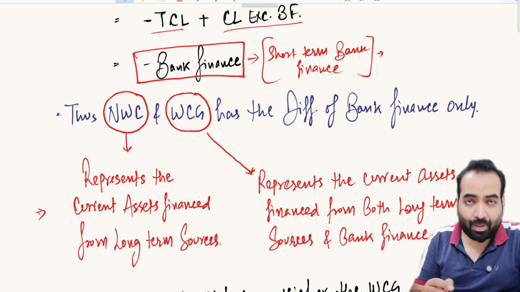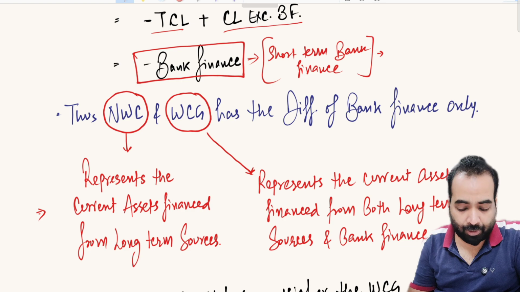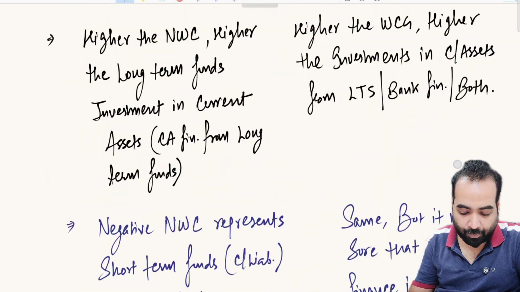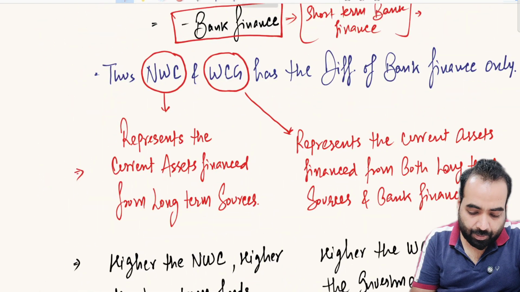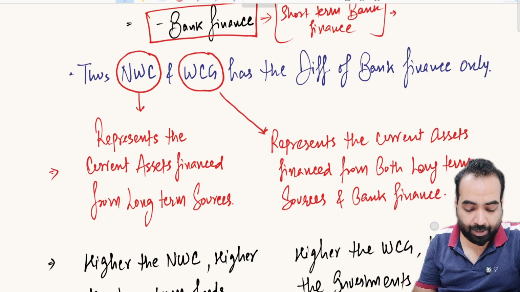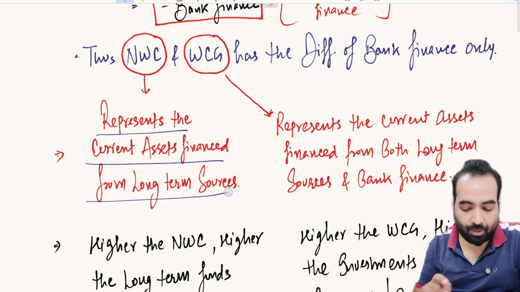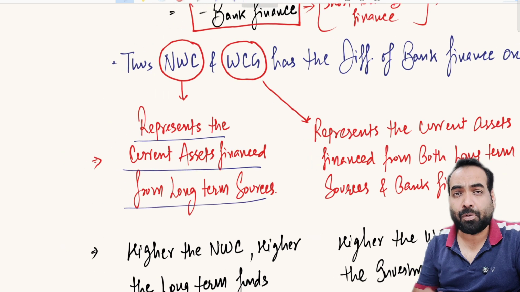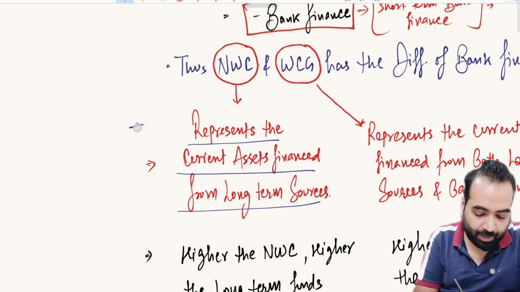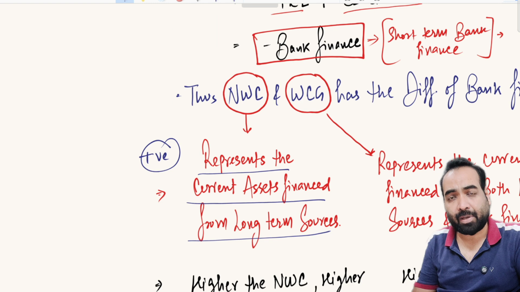Now let us elaborate more on these two terms. Let us try to build a relation between these two terms through 3-4 points, studying them one by one. NWC and WCG, working capital gap. NWC represents the current assets financed from long-term sources. So what does NWC represent? If it is positive, then it represents the current assets financed from long-term sources. We have already explained it in the previous videos.